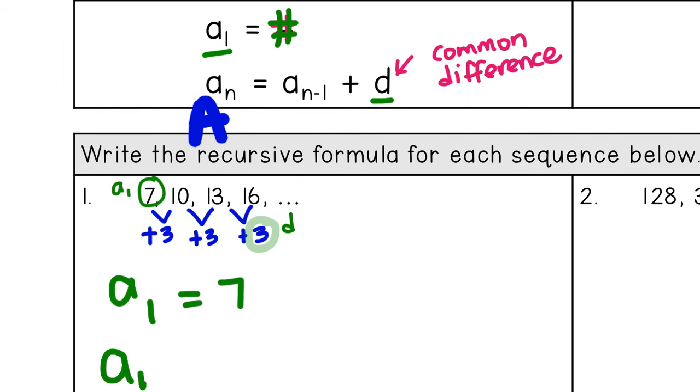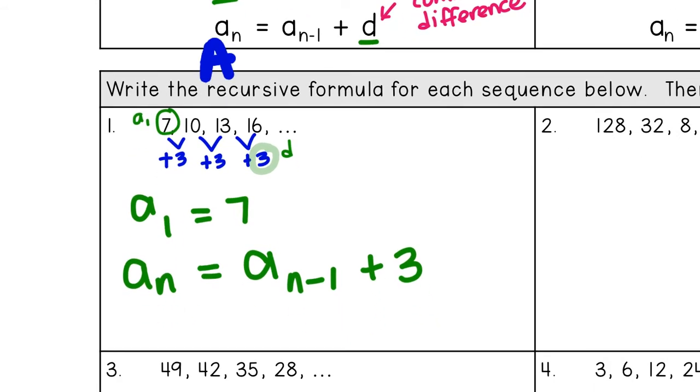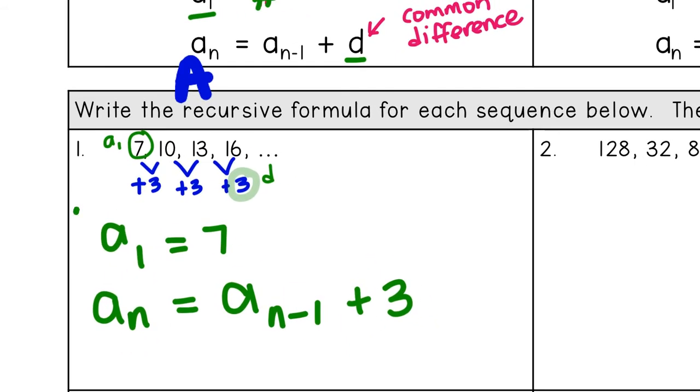So a sub n equals a sub n minus 1. And what did we say that d should be? So d is right here. It's the number 3. So we're going to write plus 3. So that is our recursive formula for this sequence.